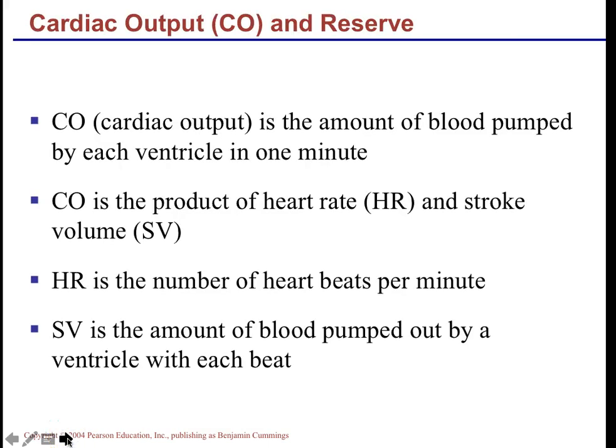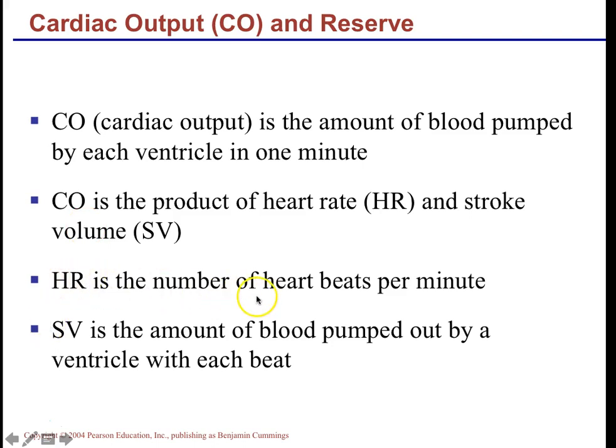So, cardiac output. What do I want you to know? I want you to know the definition. Cardiac output: the amount of blood pumped by the ventricle in 1 minute. So your heart's pumping for a minute, and you can then measure the heart rate and the stroke volume, and that's the cardiac output. So it's the product of the heart rate, how fast the heart is pumping, and the stroke volume, how much blood is ejected per beat.